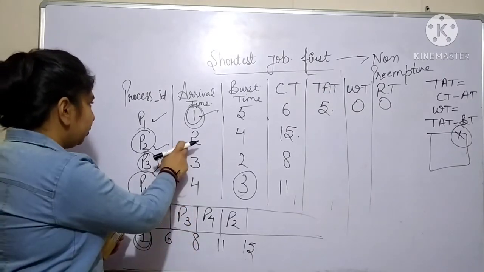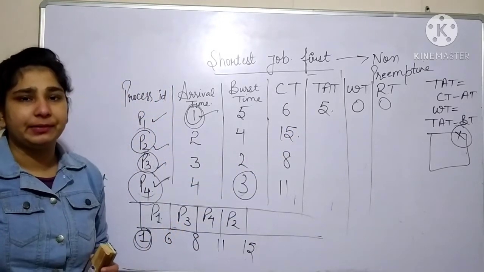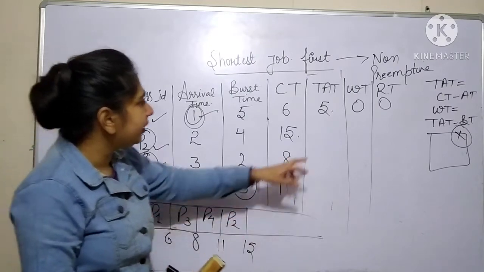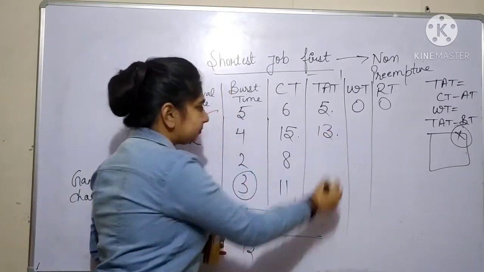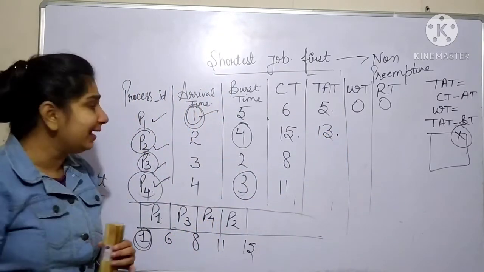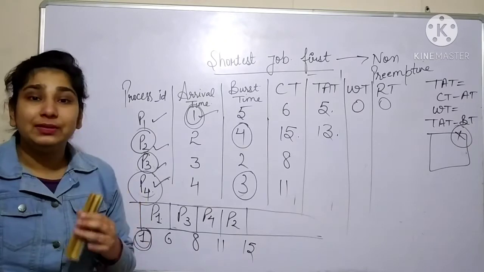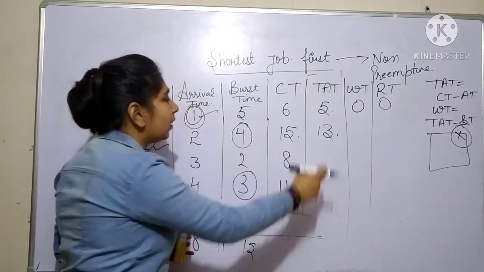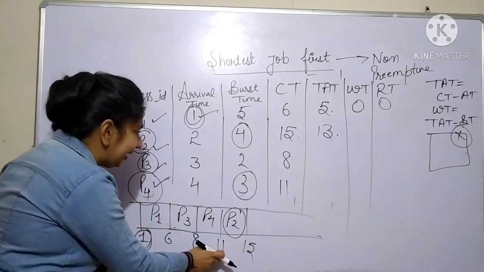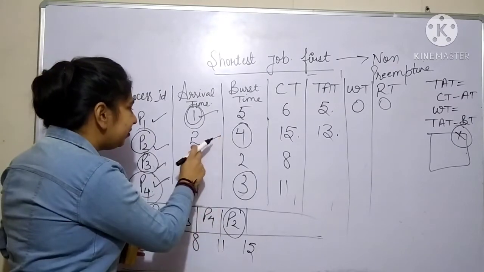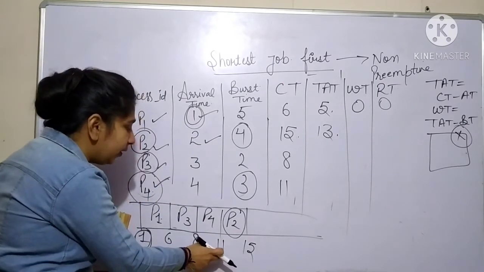Your process P2 arrival time is 2 and its completion time is 15. So what is going to be the turnaround time of process P2? 15 minus 2, 13. If you look at its burst time, it is just 4 units. So 9 units it was waiting for the CPU. You are giving it the CPU at 11 and it arrived in the main memory at 2. It had to wait for 9 units of time.